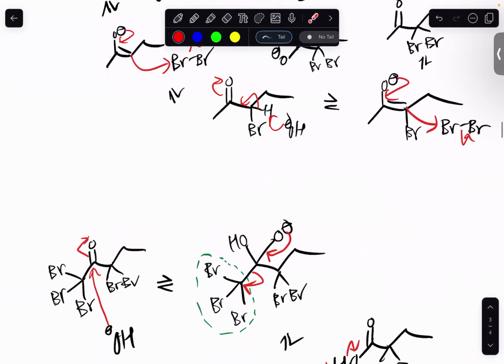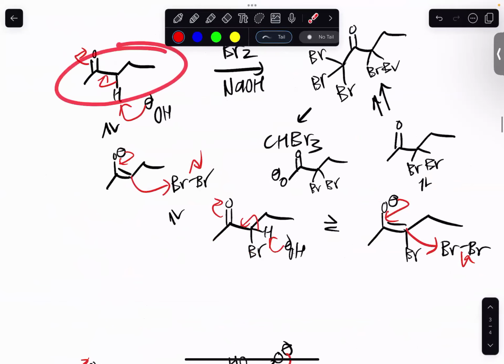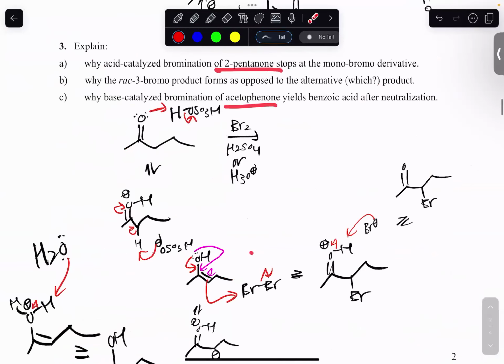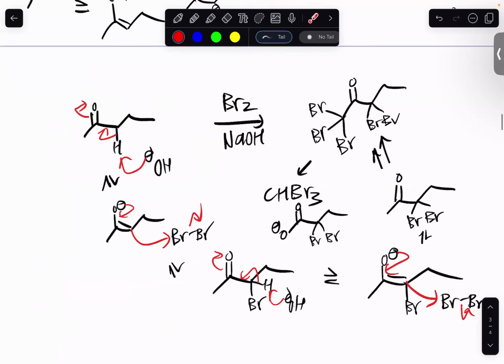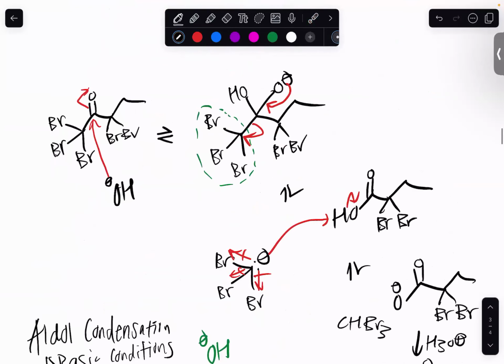For this part, this is not acetophenone. I did not draw acetophenone here. This is 2-pentanone. Acetophenone is something else. Let me see what that structure is. Isn't it the phenyl ring, then the carbonyl group, and then a CH3? Yeah, that's acetophenone.